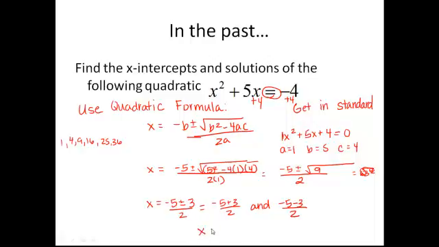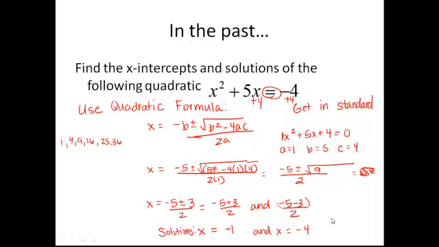Our answers, or our solutions, are negative 5 plus 3 would be negative 2 divided by 2, negative 1, and x also equals this on top. If you do that, it's going to be negative 8 divided by 2, it's going to be negative 4. Our results, or our solutions, are x equals negative 1 and x equals negative 4. So here are our solutions.